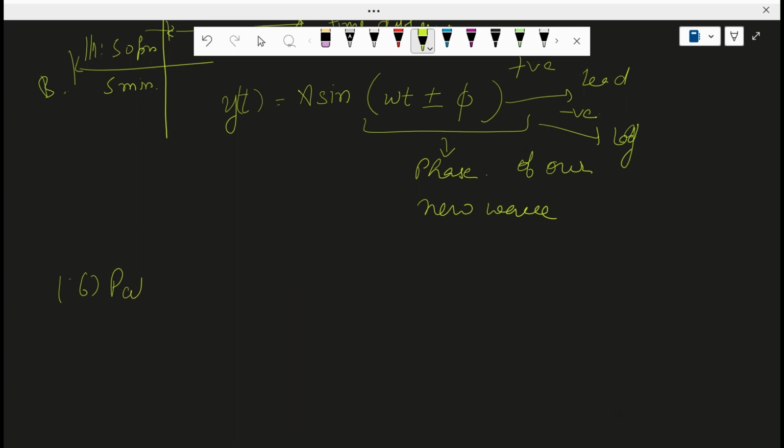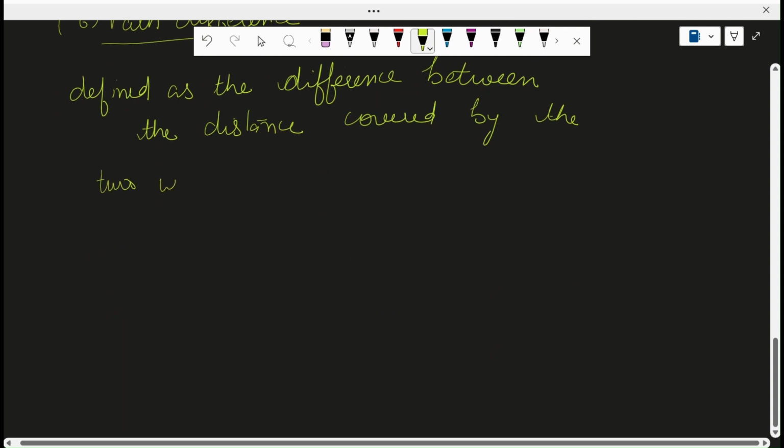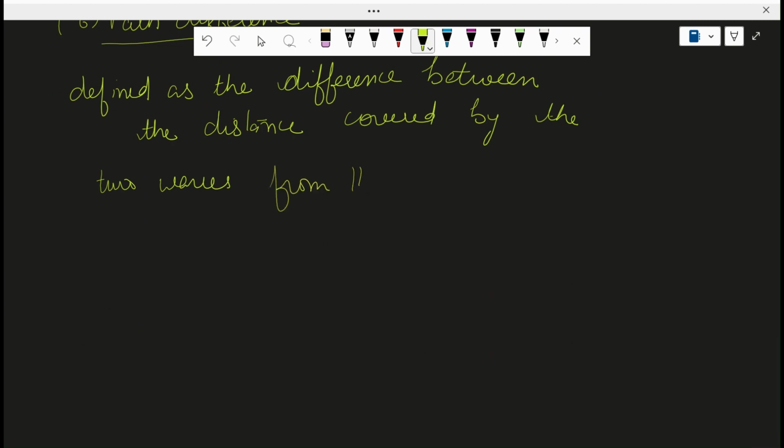So our sixth term is path difference. Path difference is defined as the difference between the distances covered by the two waves, or waveforms, from the source as seen by the observer.